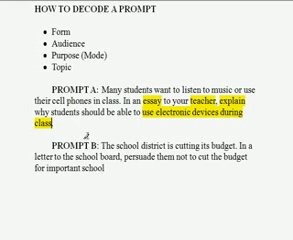So let's take a look at prompt B and let's see if you can find the same things. We have a prompt that says, the school district is cutting its budget. In a letter to the school board, persuade them not to cut the budget for important school programs, it should say here. So let's add that in. Important school programs.